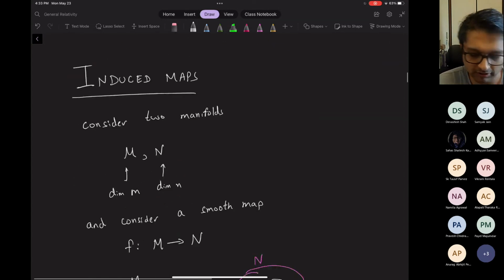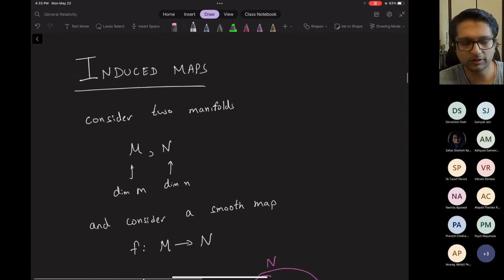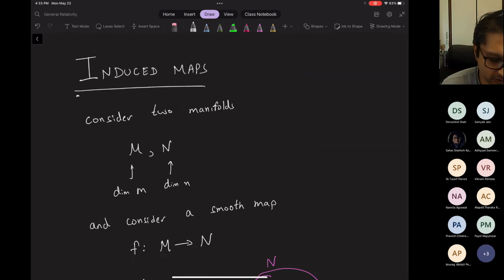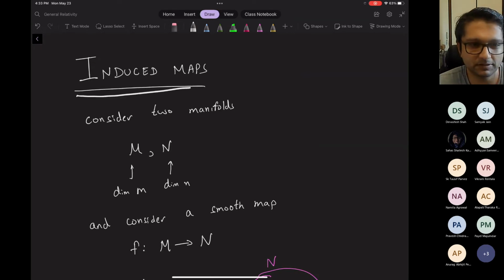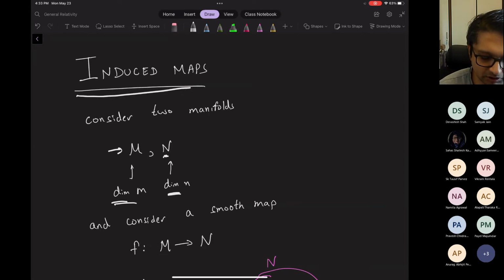Okay, so now we come to the new thing that we're going to do. The first thing we're going to talk about is what are called induced maps. Let me explain the setup. Let's imagine that we have two manifolds: a manifold M of dimension m, and a manifold N of dimension n. M and N are of arbitrary size, so one can be larger, one can be smaller. What this means is that capital M is locally isomorphic to R^m, and capital N is locally isomorphic to R^n.